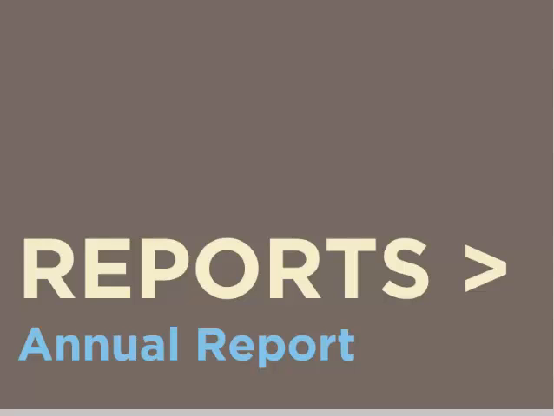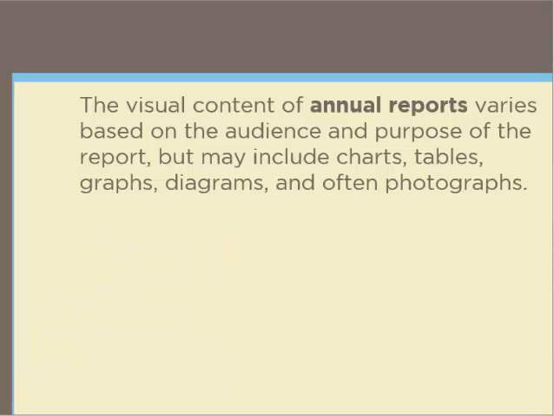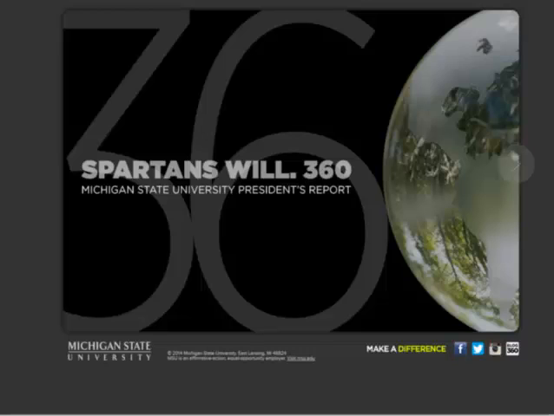Some annual reports are written as stories about the organization. Other annual reports are written around a set of key visuals, like a set of bar charts representing financial assets. Annual reports can include tables, graphs, charts, and diagrams presenting data. They often include photographs, especially if the focus is on telling stories about the organization or company. I want to share a particularly interesting example of an annual report, one that's incredibly visually rich and dense, and that's the Michigan State University 2013 annual report.